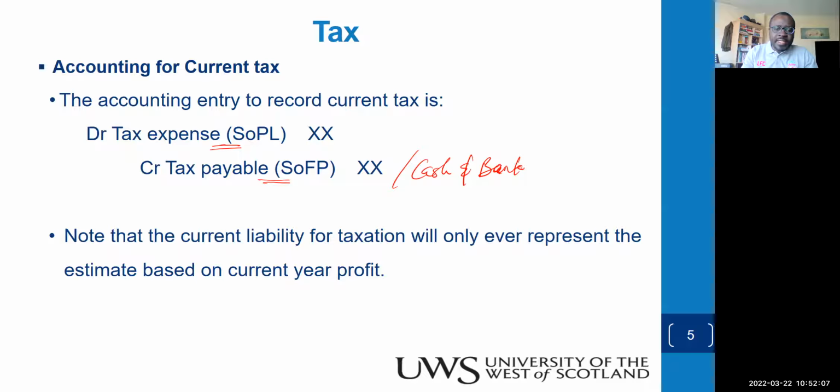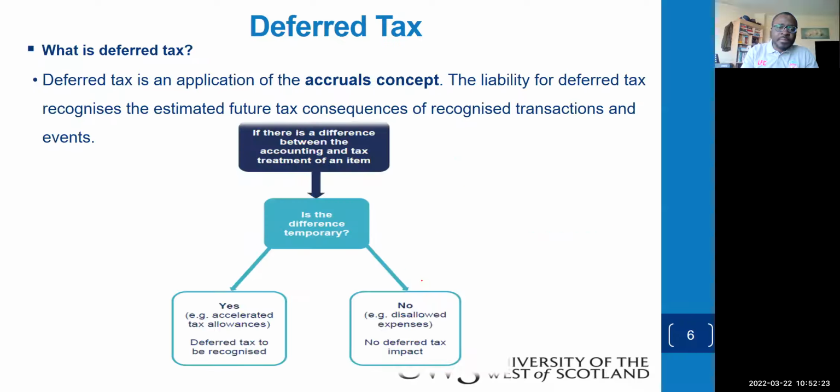So the current year tax will only represent the estimate based on current year profit. And usually you will see a 19% taxation rate or 30%. It depends on the jurisdiction in the country. Now what is deferred tax? Like I said, it is the application of the accruals concept.